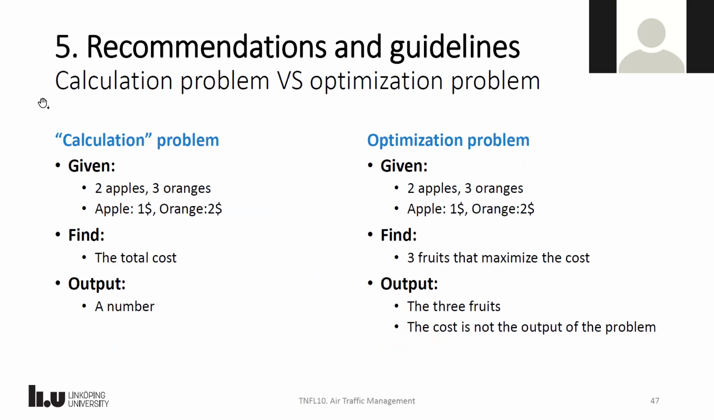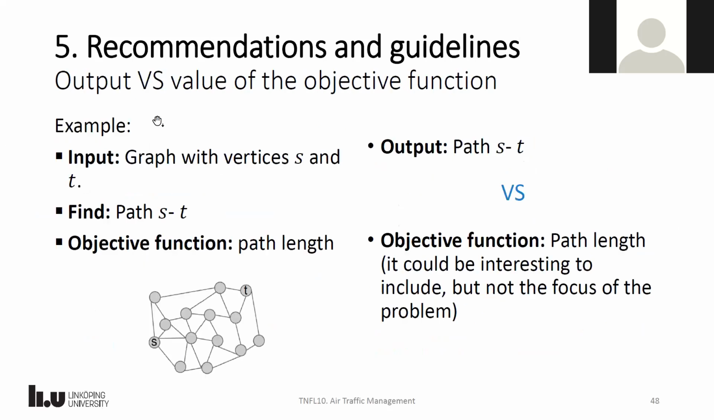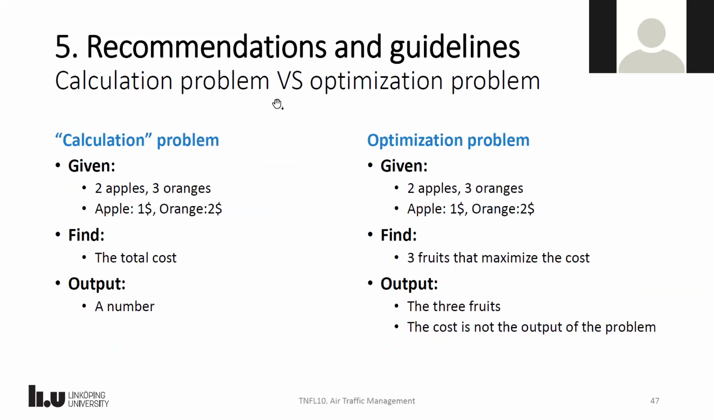Okay. What else? What is the difference between a calculation problem and an optimization problem? Because you will have to formulate your own optimization problem both for homework 2 and the class project. I don't want you to end up with something too simple.